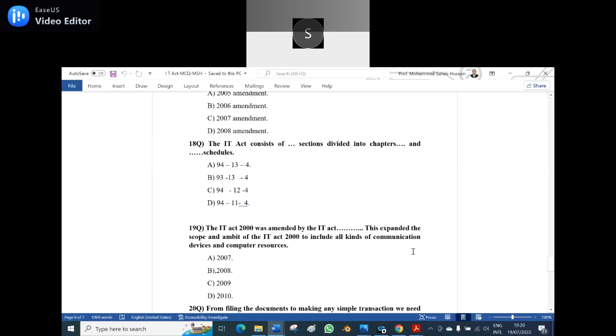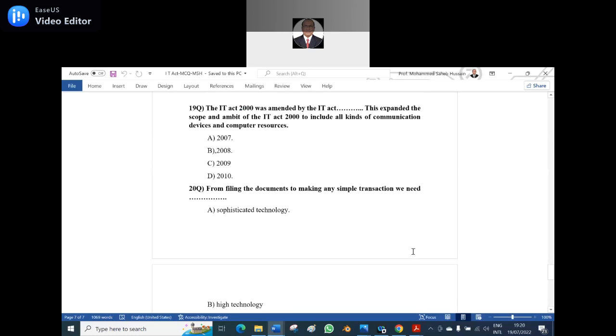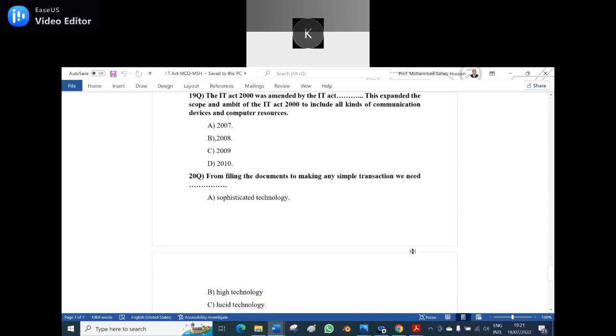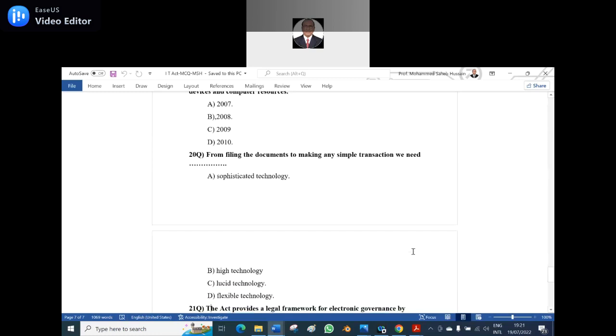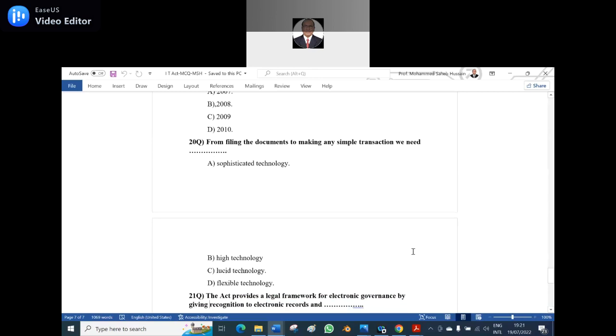The 19th question. The IT Act 2000 was amended by the IT Act dash. This expanded the scope and ambit of the IT Act 2000 to include all kinds of communication devices and computer resources. This is also an easy question because we already dealt with it yesterday. 2008. 2008 amendment. 20th question. From filing the document, making any simple transaction, we need dash technology: sophisticated technology, high technology, lucid technology, flexible technology. Sophisticated technology, sir, option A. Right.